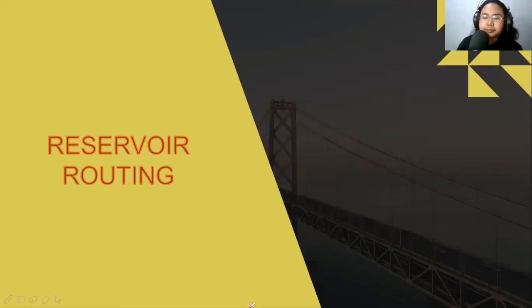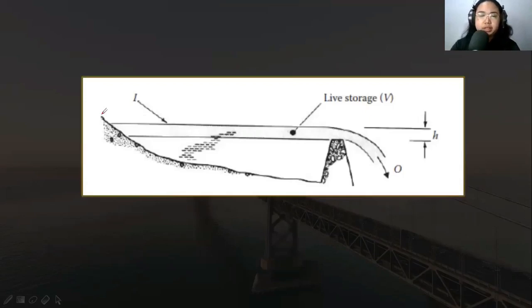So, reservoir routing. Given this figure, the outflow is governed by the height, also called the stage sometimes, of water above the spillway level, the crest level. Where is the spillway crest level? Here. And the volume of live storage, this, is also governed by the height or stage.